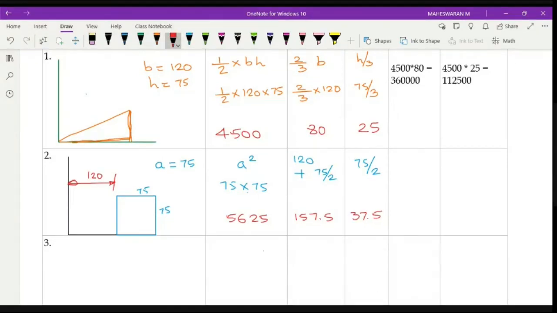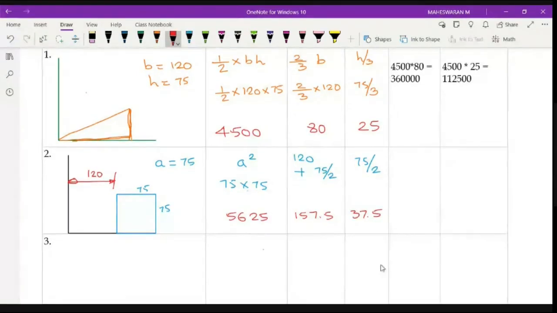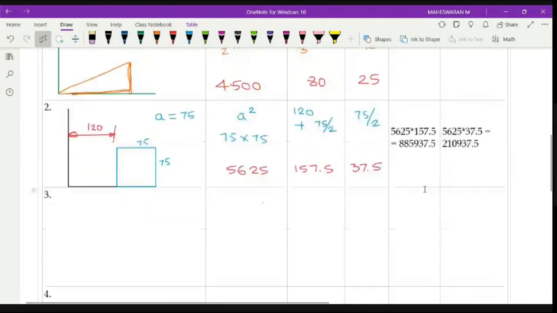Now what I can do is identify the values by multiplying. So we get 5625 into 157.5, and similarly 5625 into 37.5.